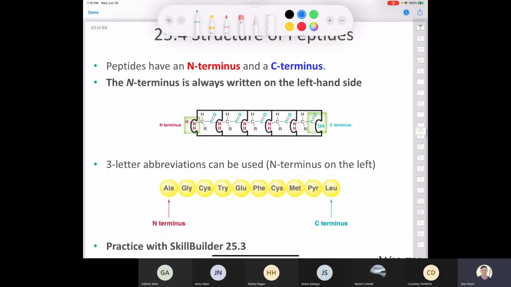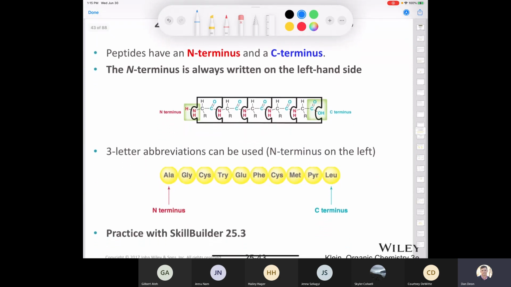It says peptides have an N terminus and a C terminus. It's a convention for biochemists, for organic chemists, for biologists, for everybody to write the N terminus on the left-hand side of the molecule, and we always put the C terminus on the right-hand side of the molecule. It's always done that way.